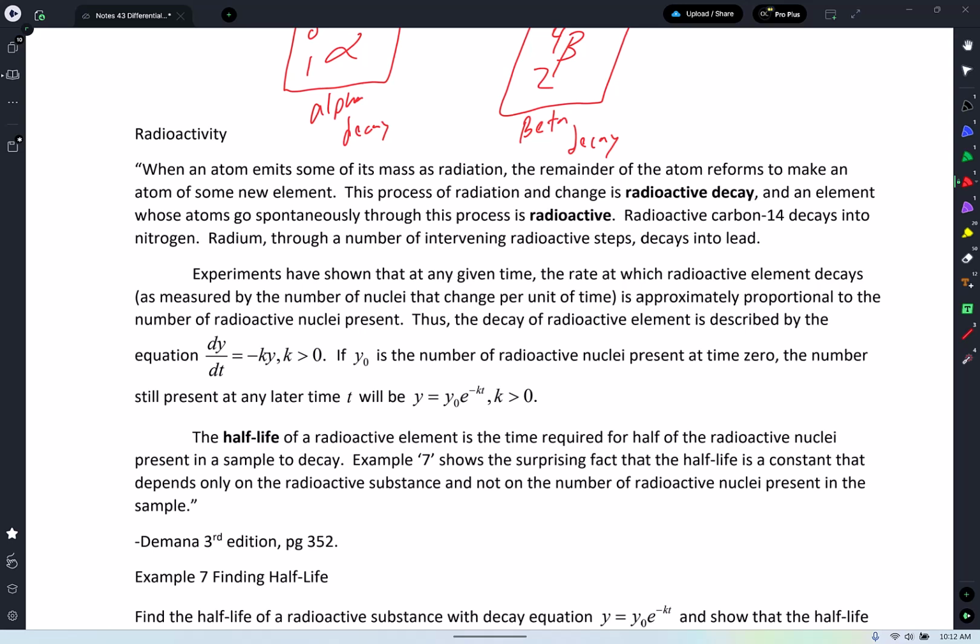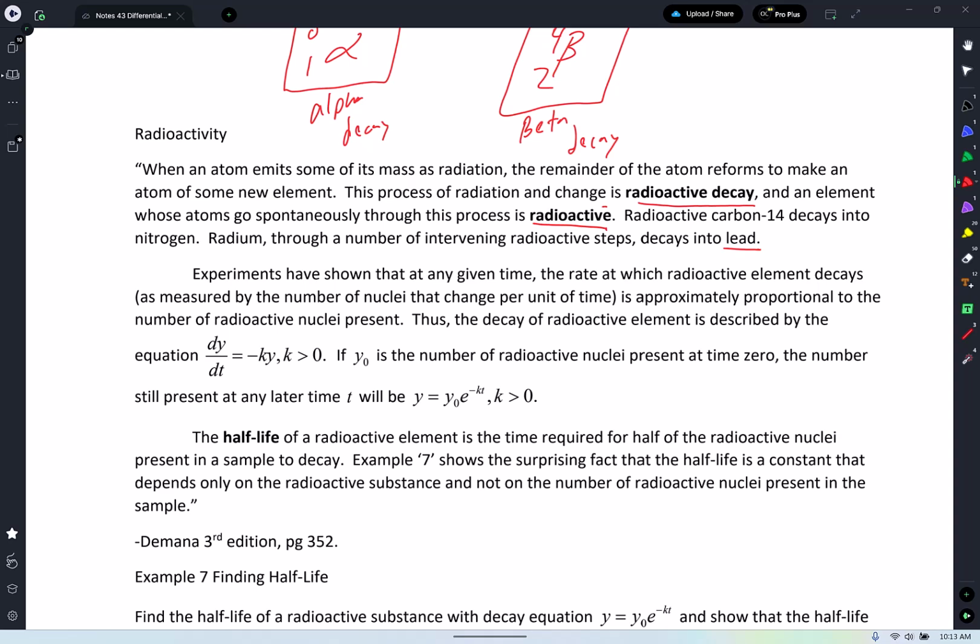Okay. The process of radiation and change is radioactive decay, and an element whose atom goes through this process spontaneously is radioactive. Radioactive carbon-14 decays into nitrogen. Radium, through a number of intervening radioactive steps, decays into lead. So you keep decaying into different things, right?